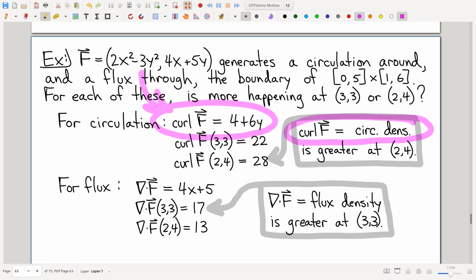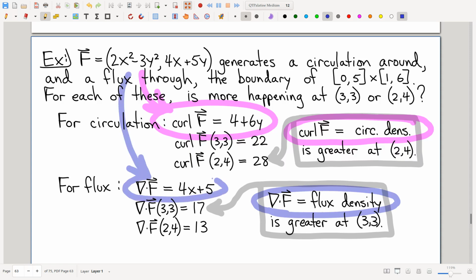Likewise, if you want to know where there's more flux happening, we're going to look at flux density, aka divergence, which again, you can just compute. We've got very convenient formulas. You compute that divergence. You plug in the 2 points we're interested in. Where is there more? Where is the divergence greater? Where is there more flux happening? Well, it would appear to be this point, 3, 3.